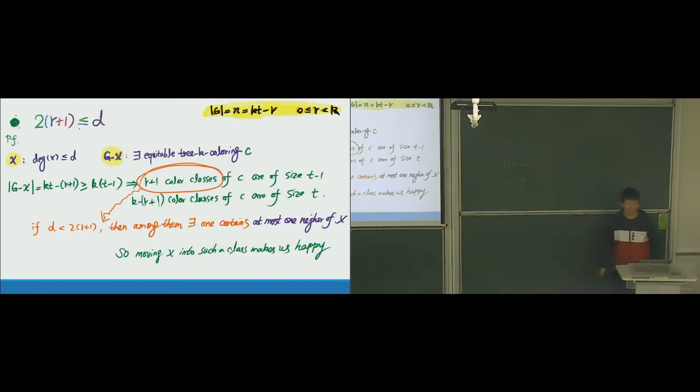Although this is bad news, we can do more work. First, we can show that this number R is not too large. The proof idea is similar to that case. We can choose the minimum degree vertex X and remove this vertex X. And G minus X has an equitable tree-coloring by induction. In this coloring, there are R plus 1 color classes of size T minus 1, and the other color classes have size T. So in this case, if D is at most this number, then among those R plus 1 color classes, at least one contains at most one neighbor of X, and then we can move this X inside this color class, and we are happy. So we have proved this R is not very large.